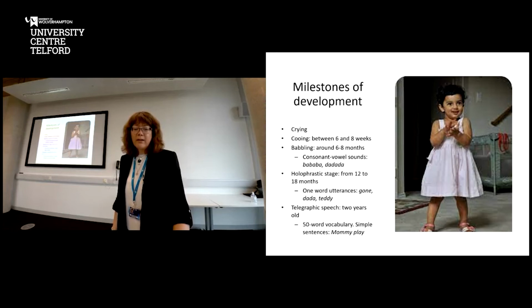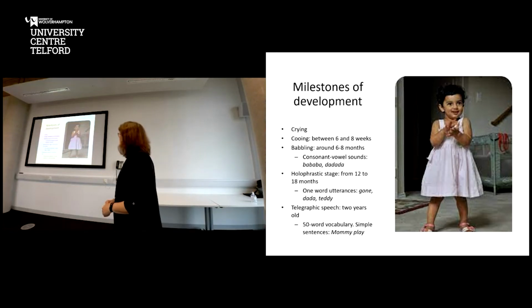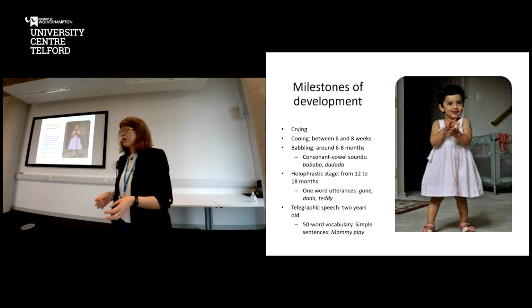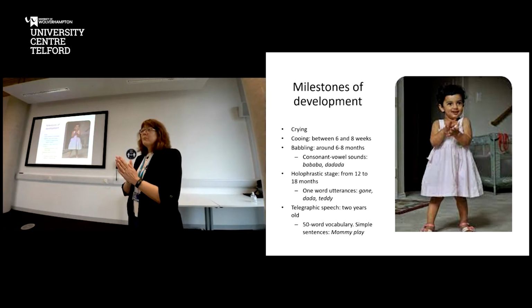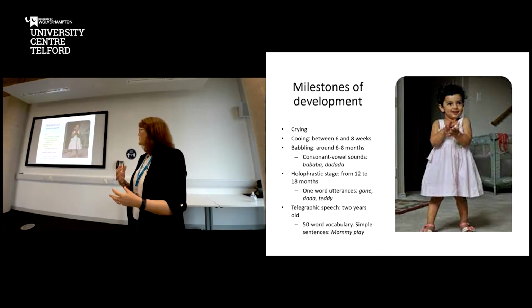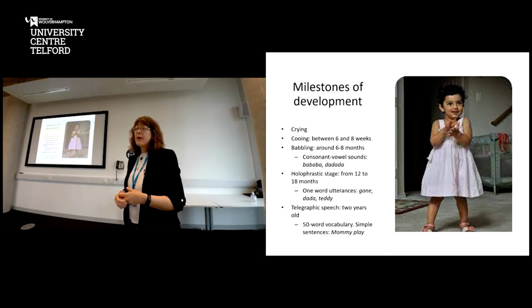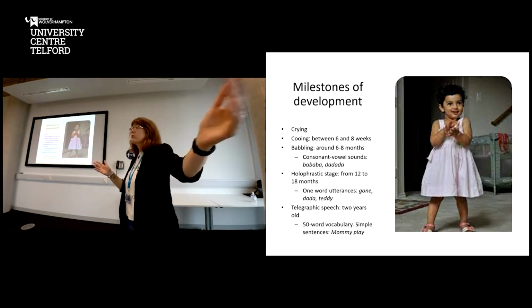And then from about 2 years onwards, we have what's known as telegraphic speech. If you're familiar with working with small children, you'll know that from about 2 years onwards, they go from having a vocabulary of about 50 words to suddenly exploding with their language. So they go from being able to make 2-word sentences like mummy play, up to getting longer and longer and longer.